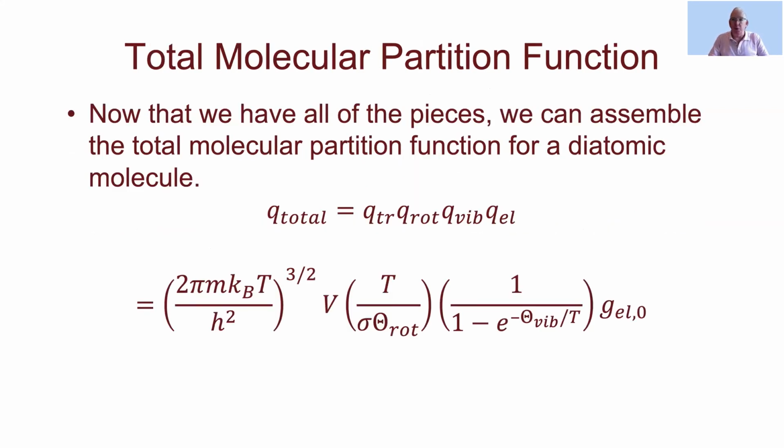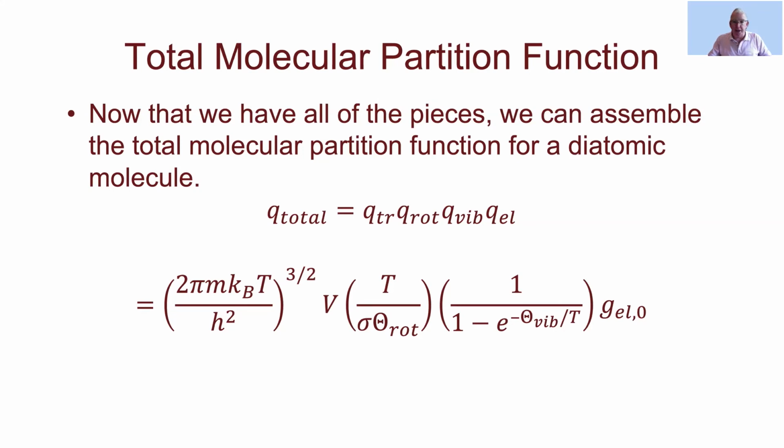Once we have all the pieces, we can build our total molecular partition function. All right, so this is it. All we have to do is multiply all the individual terms. When we do that, our molecule is going to simultaneously be in a translational state and a rotational state, a vibrational state and an electronic state. So its probability, for example, is going to be the product of the probabilities for the individual components, right?